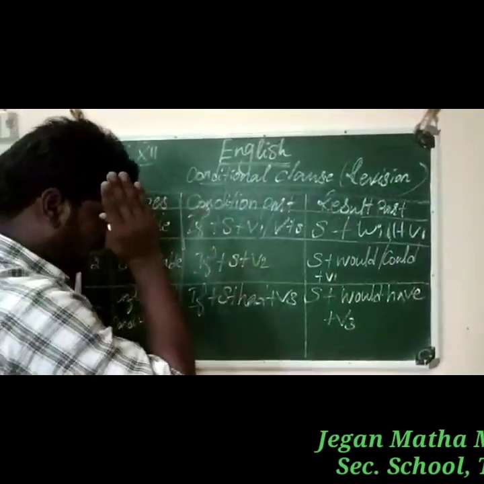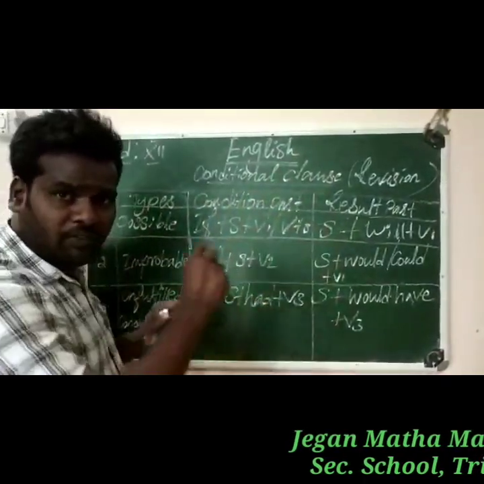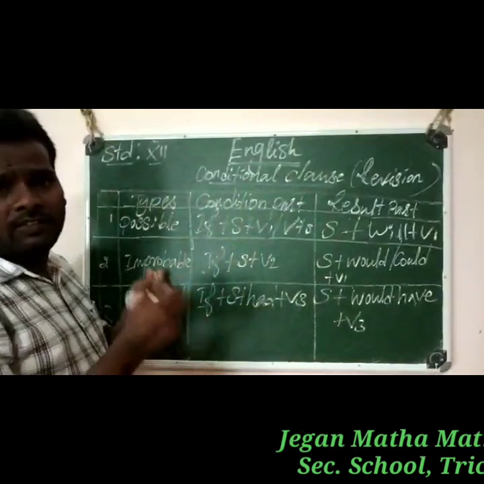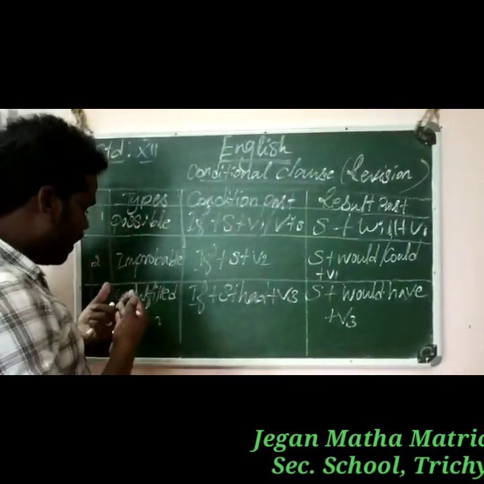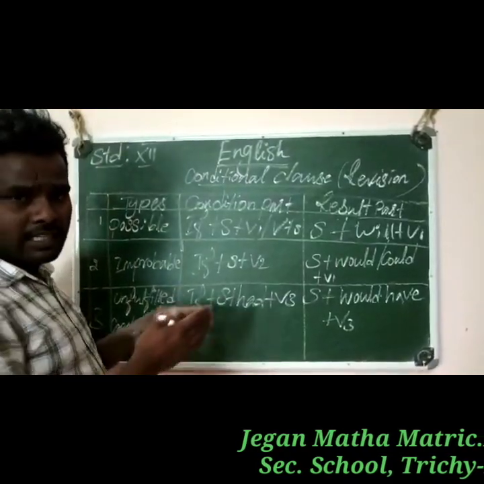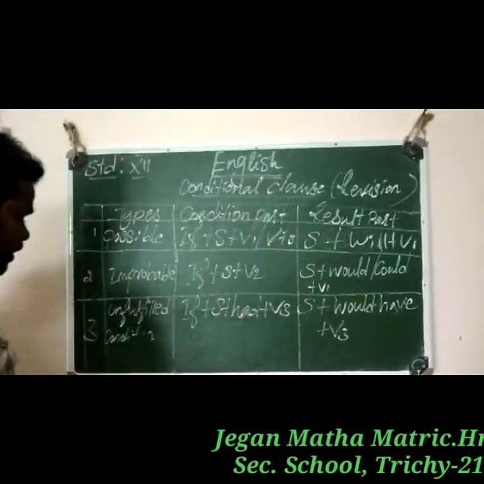First we have to understand the tabular column. Once you understand the tabular column, we will easily make the sentences for possible, improbable and unfulfilled conditions. That is very easy through this tabular column. That's why I am showing that.